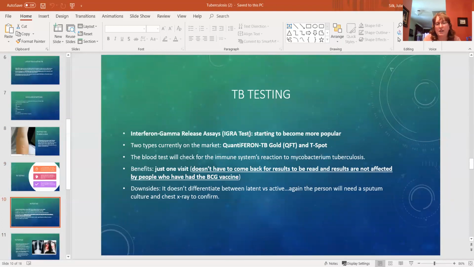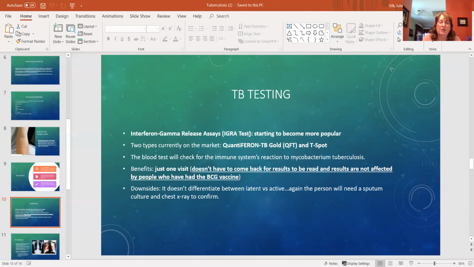All right, so as far as testing goes, there are other things that you could do if you don't have a real reliable patient to come back to get that skin test read. There's something called a QuantiFERON TB Gold and also a T-spot. These are blood tests that will check for the immune system's reaction to this virus, or not virus, the bacteria.